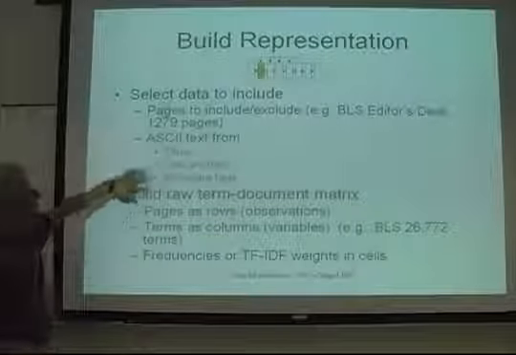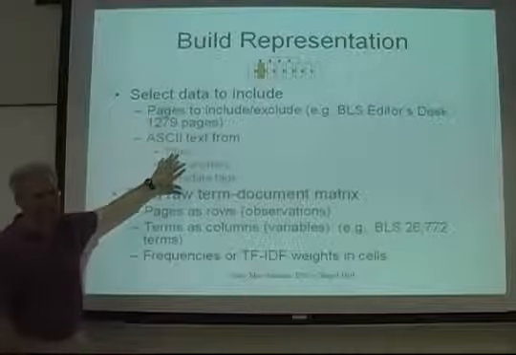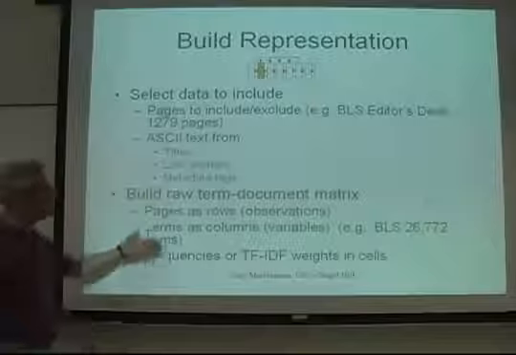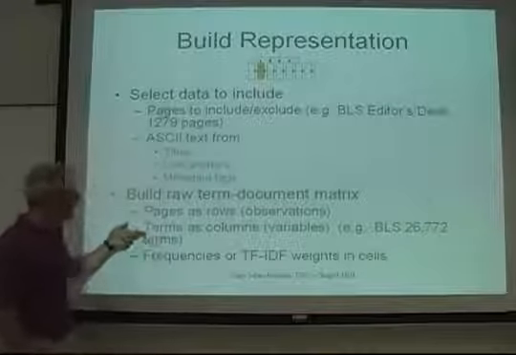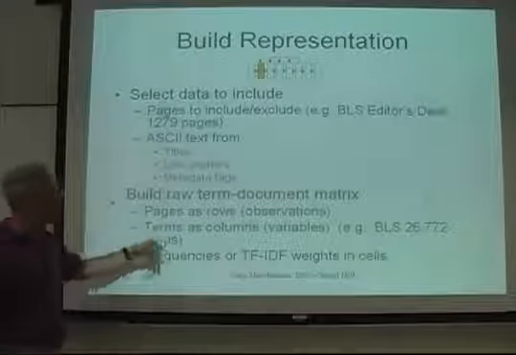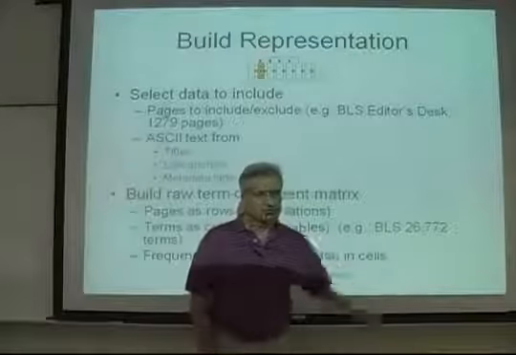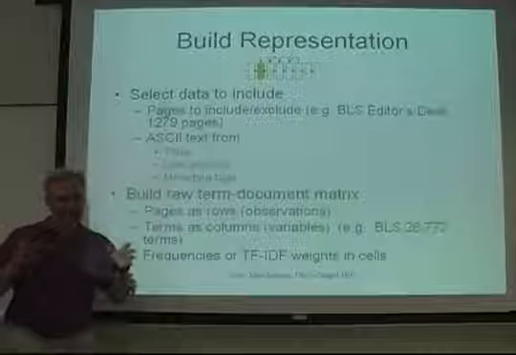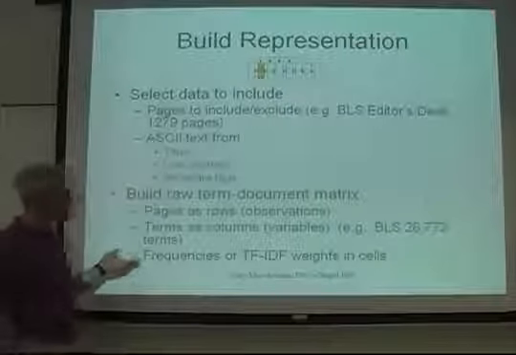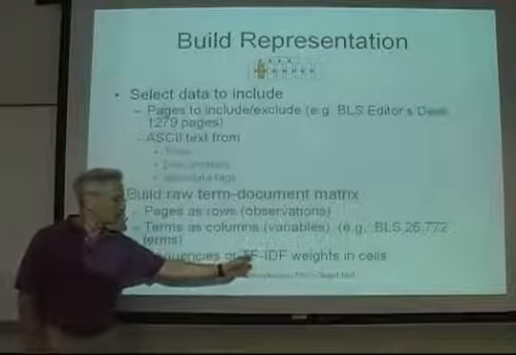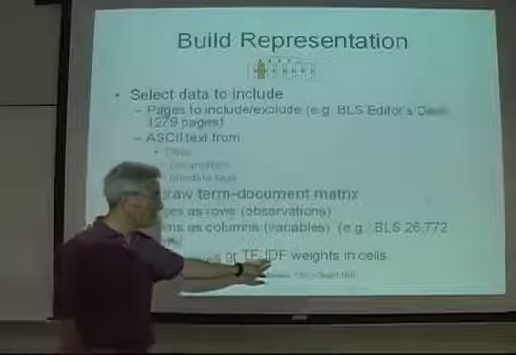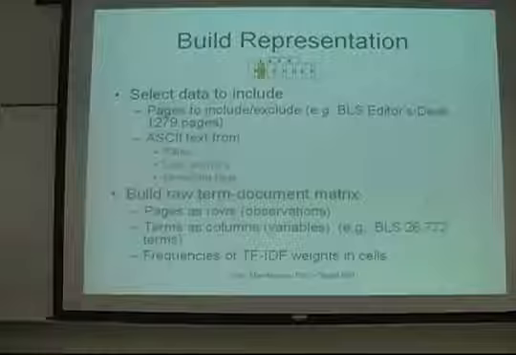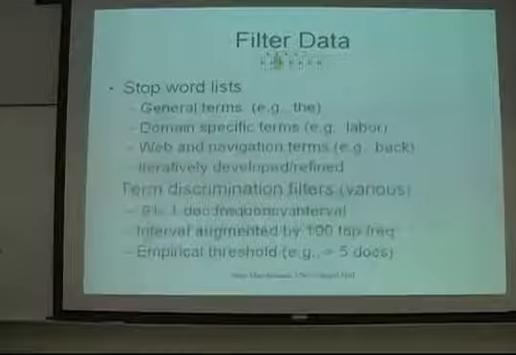Once we've decided what pages to use and what parts of the pages to use, we build this raw term document index, with pages as rows and terms as columns. There are a little under 27,000 unique terms in this subcorpus. Then you either put frequencies or term frequency over inverse document frequency weights in the cells, and we use the TF-IDF values.